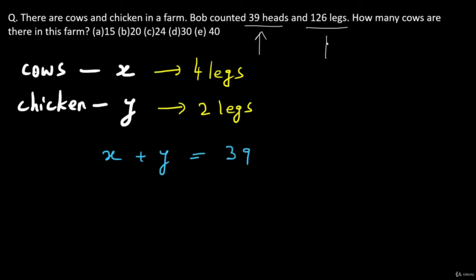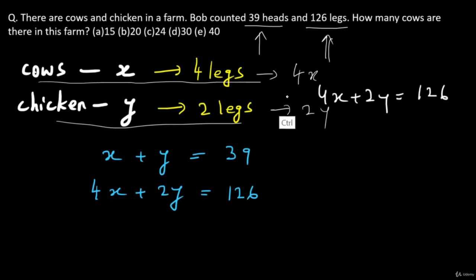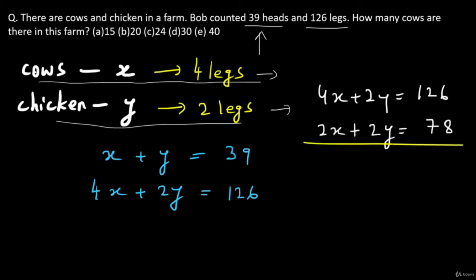Now the number of legs is 126. Therefore the total number of legs by the cows is 4x and the total number of legs by chicken is 2y, right? As the total number of legs is 126, 4x plus 2y is equal to 126. Alright, now let me write this equation over here. 4x plus 2y is 126. Now over here I have x plus y is equal to 39. Let's multiply it throughout with 2 and I get 2x plus 2y is equal to 78.